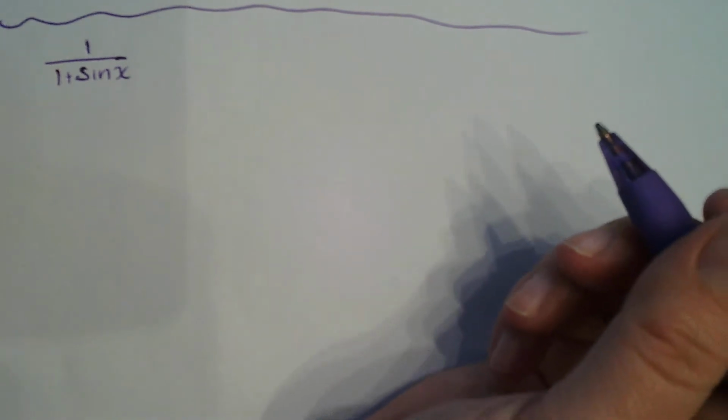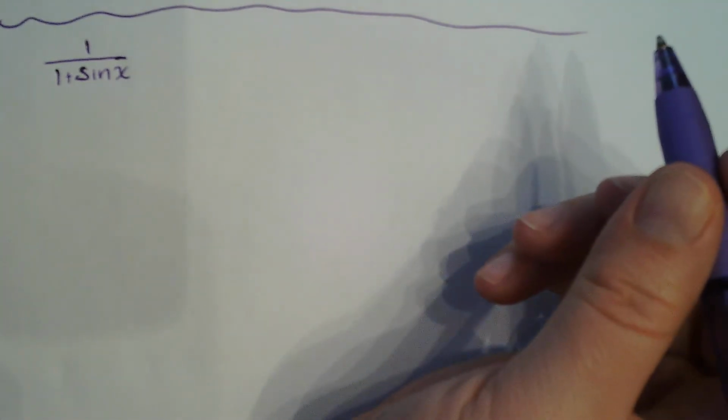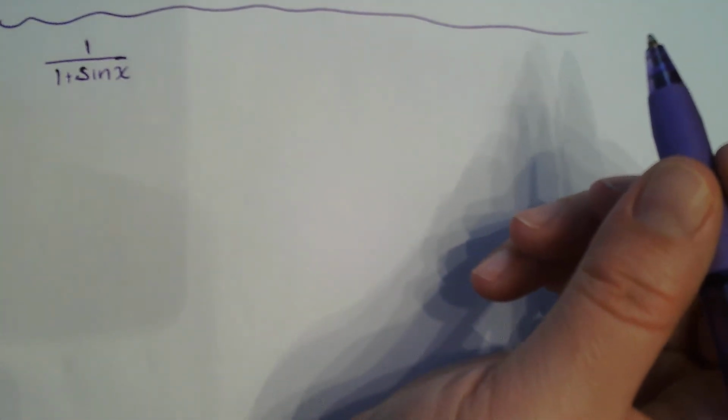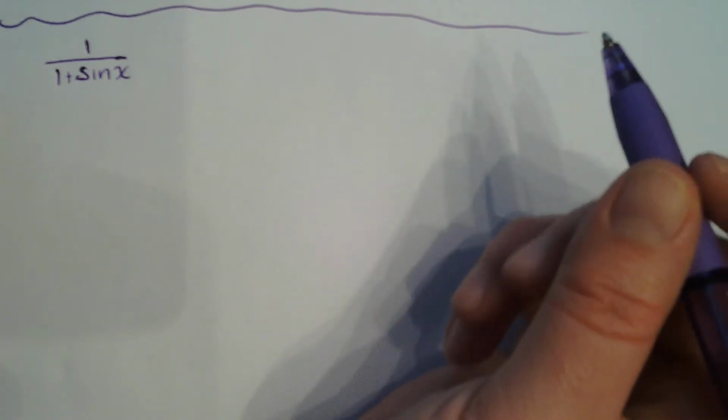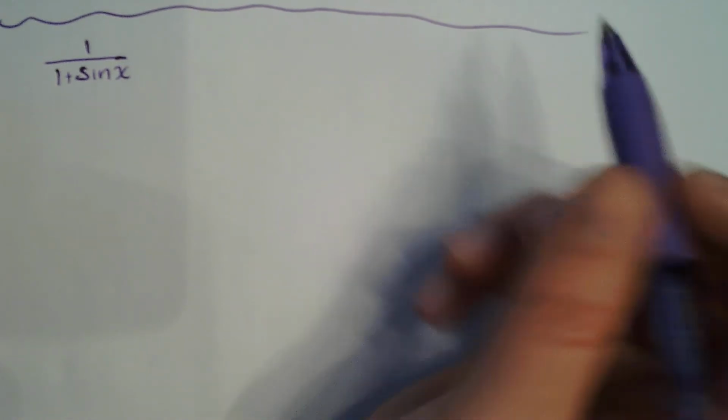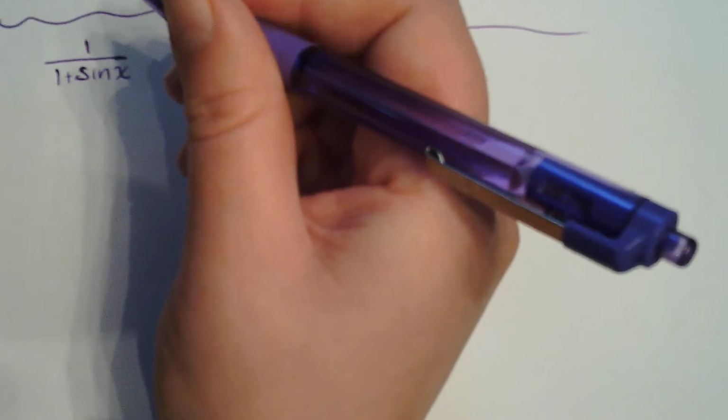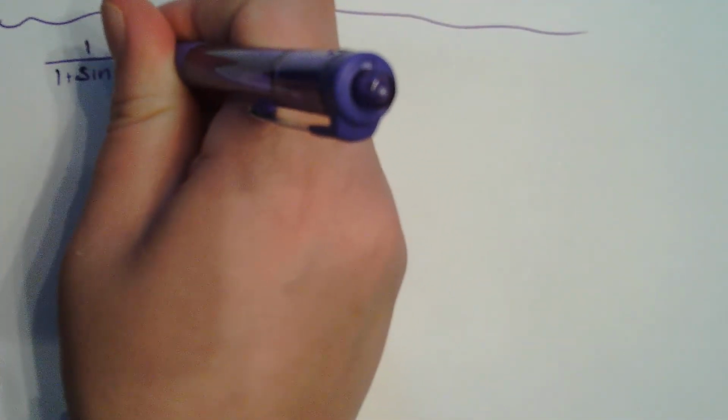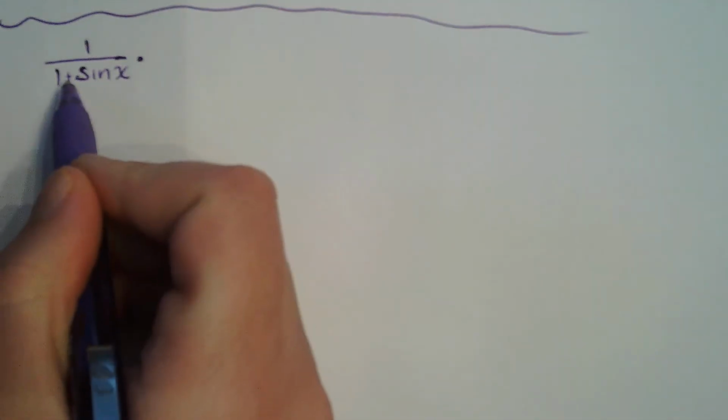So, this one's going to be 1 over 1 plus sine x. And we don't want it in fraction form. For whatever reason, it's not the ideal form. So what we can do here is to actually multiply by the conjugate pair of the bottom.